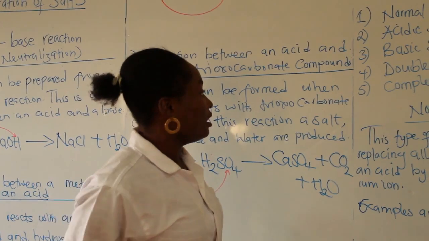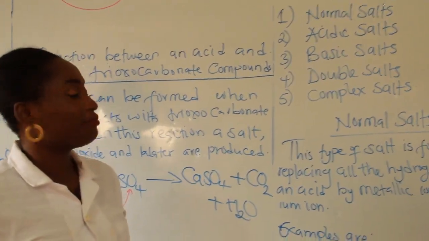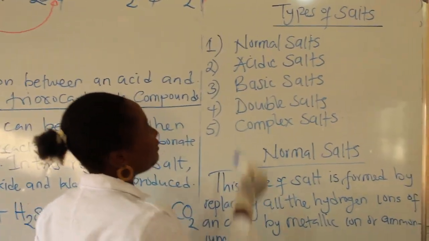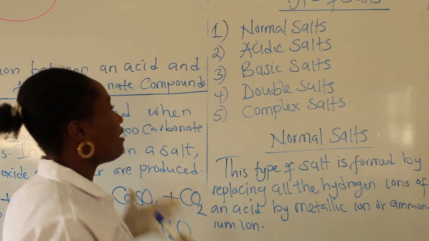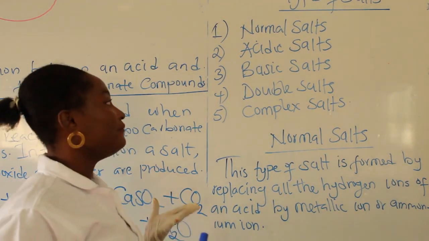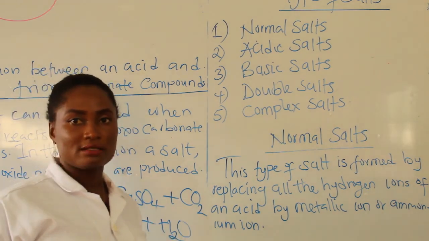Having gotten that, let us now look at the different types of salts, and I'll take my time to explain them. Types of salt, like I told you, have the normal salts. So we have normal salts, acidic salts, basic salts, double salts, and complex salts.